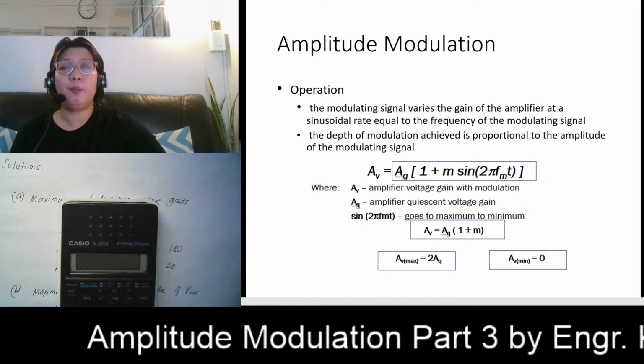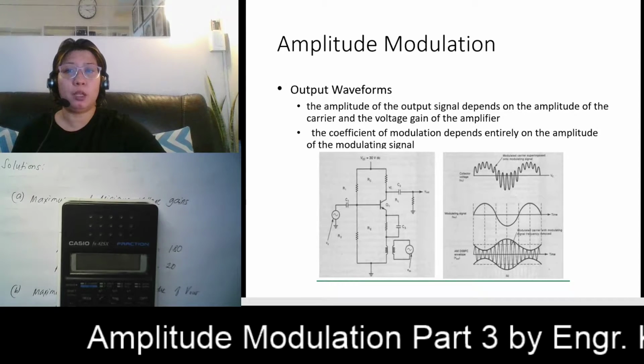Therefore, the maximum available output voltage is equivalent to twice your amplifier quiescent gain. But if this is equivalent to negative 1, this will be equal to 0, so your AV minimum is equivalent to 0. Your voltage gain ranges from 0 to 2 times your amplifier quiescent gain. Your modulation percent coefficient can be either 100% or 0%, that is your maximum and minimum value. These are the output waveforms.